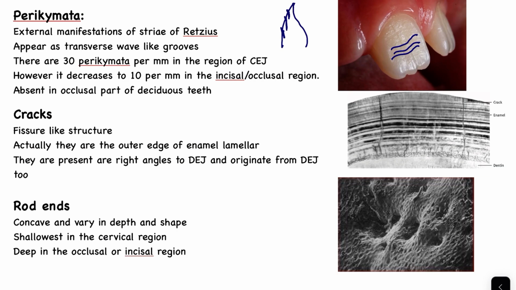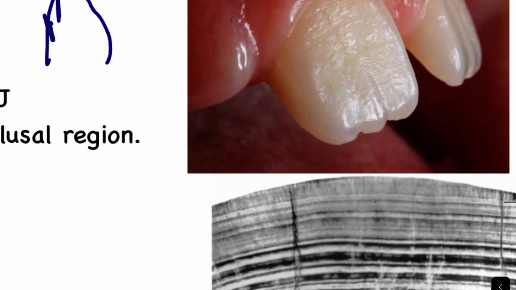Moving on to the surface structures, perikymata. What are perikymata? They are external manifestations of striae of Retzius. What that means is that I was having this striae of Retzius, right? So the line will show a slight bulging on the outer surface. Okay, this slight bulging, it appears as this.